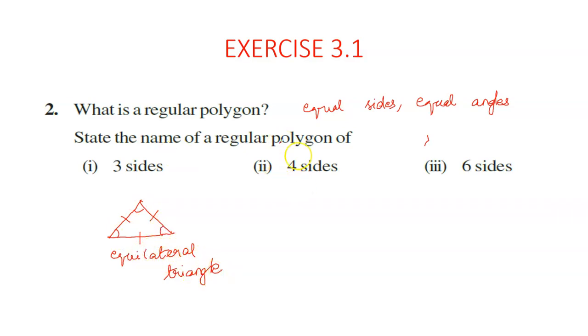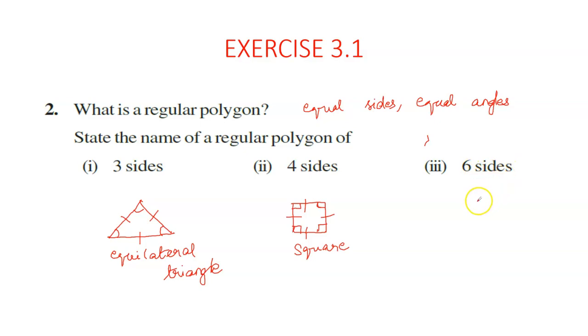Similarly, state the name of a regular polygon with 4 sides. Simple. With 4 sides, it is a square. Okay, so all the 4 sides are equal, all the 4 angles are equal. So the example for a regular polygon with 4 sides is a square. And then 6 sides.